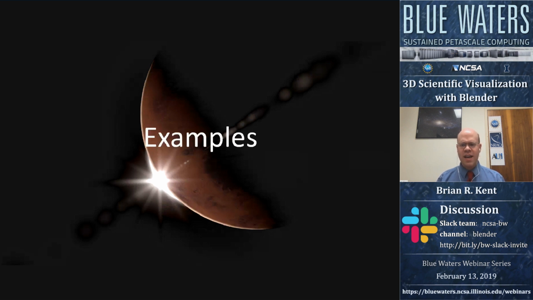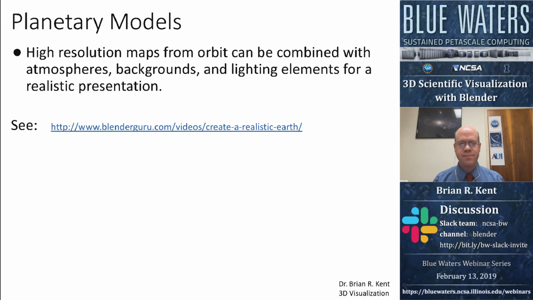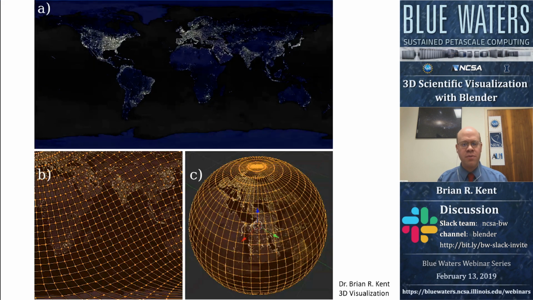So let's look at a couple of examples. Planetary models. These can be high-resolution maps that are typically from satellites, but I also want to add in things like atmospheres, backgrounds, and different lighting elements to create a very realistic presentation. There's a wonderful video tutorial on how to do these kinds of things on the website Blender Guru. This is how we do it with a nighttime and daytime view, as you'll see on the next panel, of the planet Earth.